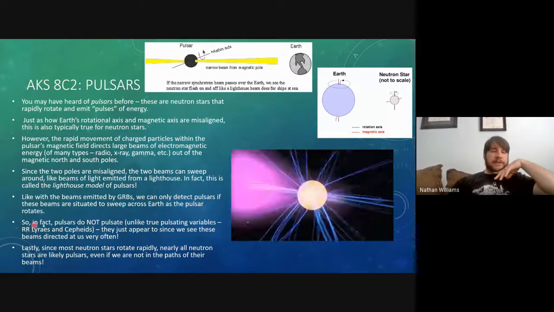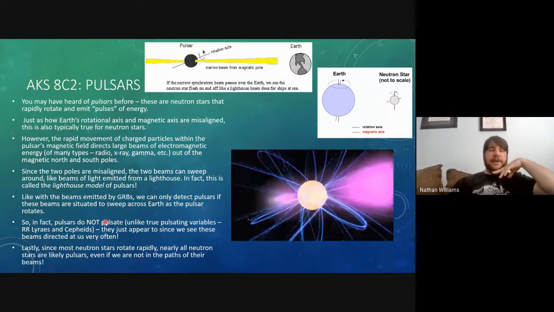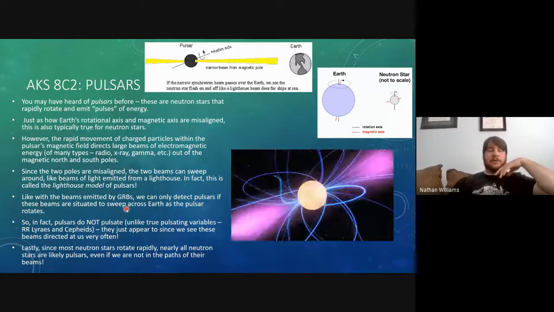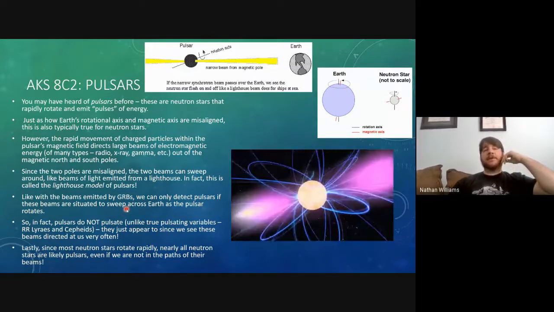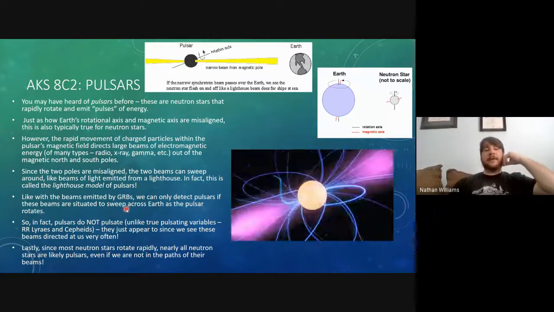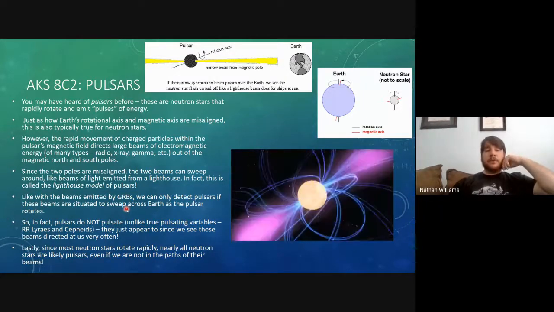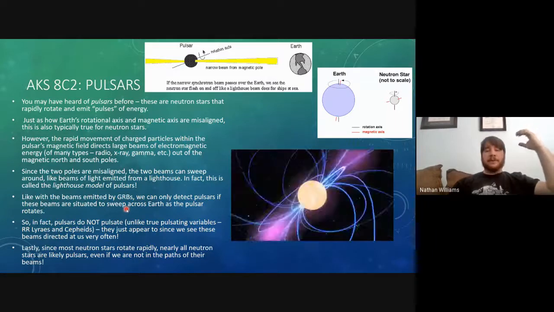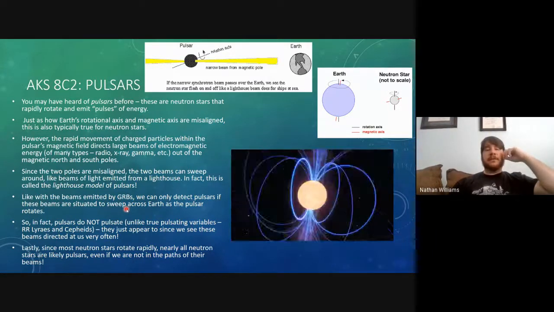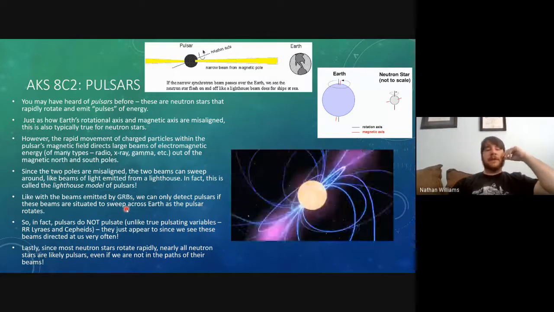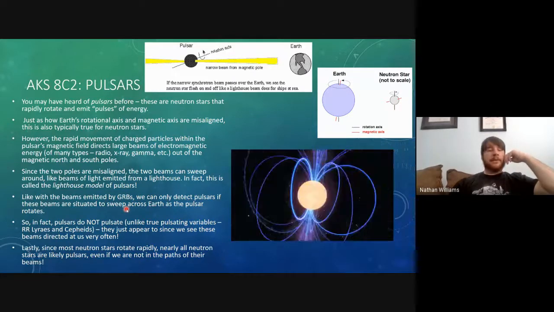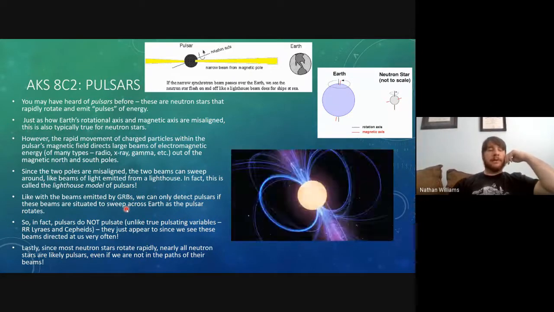What else do we have here? It says, in fact, pulsars do not pulsate in actuality. So in other words, this is not like an actual pulsating variable star, like a Cepheid variable or an RR Lyrae variable, like we talked about in Unit 2. They don't actually get bigger and smaller in terms of pulsation. Instead, the beams that point to us every so often seem to make them pulsate because they get brighter and dimmer and brighter and dimmer.